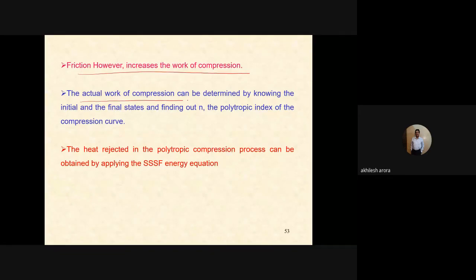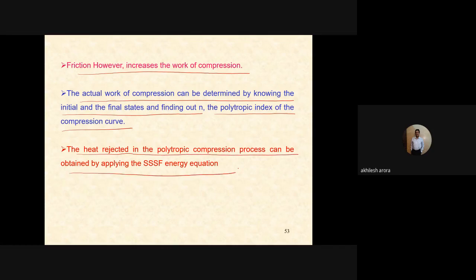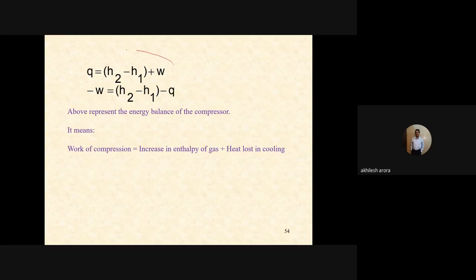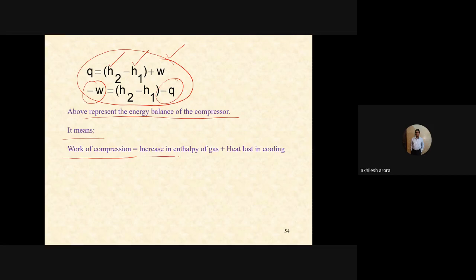The actual work of compression can be determined by knowing the initial and the final states and finding out n, the polytropic index of compression curve. So this is not required actually. The heat rejected in polytropic compression process can be obtained by applying the steady flow energy equation. So this is the formula. This is based on the steady flow energy equation. If we know the value of the W of the compressor, we know the final conditions of inlet and outlet, so either W can be calculated or Q can be calculated. Okay. This is the energy balance of the compressor. It means work of compression is equal to increase in enthalpy of the refrigerant plus heat lost in cooling.